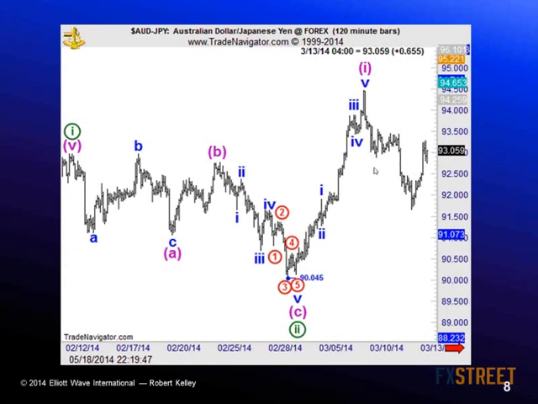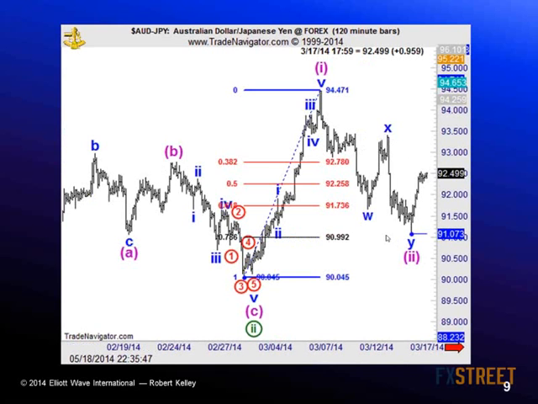And we get an ABC decline here, A, B, 1, 2, 3, 4, 5, C, roughly a 50% retracement. And we see what looks kind of like an impulsive advance. So that would be a sign that maybe the trend has turned up, but we'll keep our stop a little bit lower for now. And sure enough, there was a second zigzag to the downside.